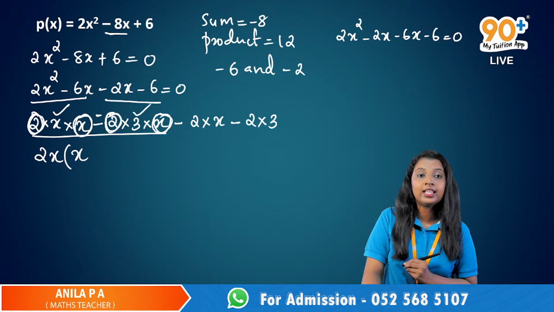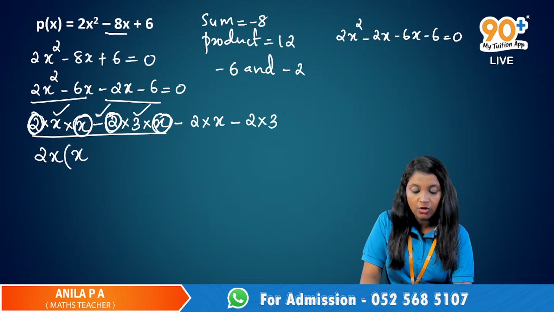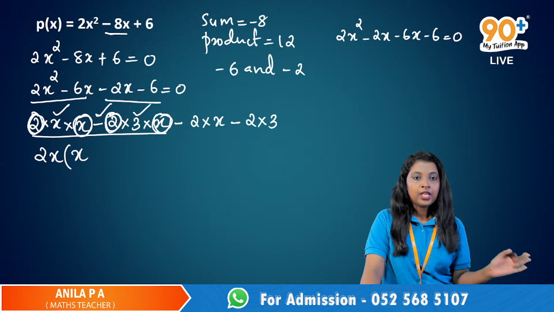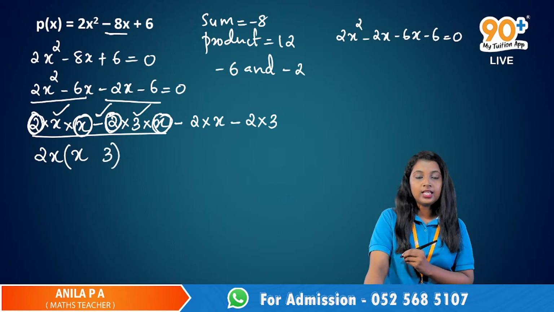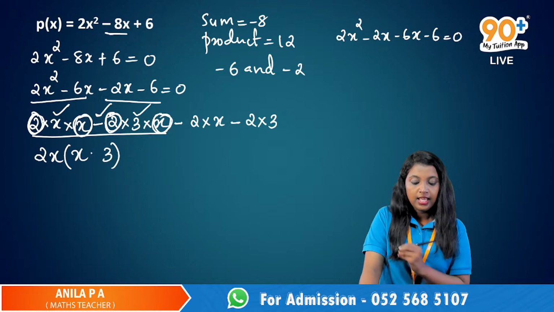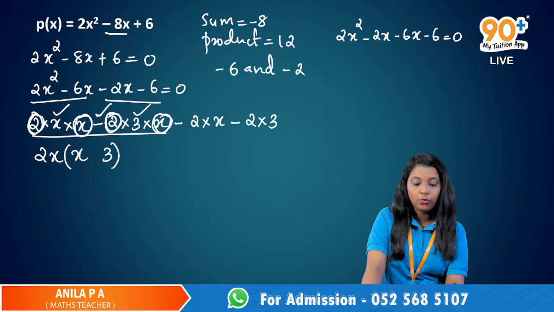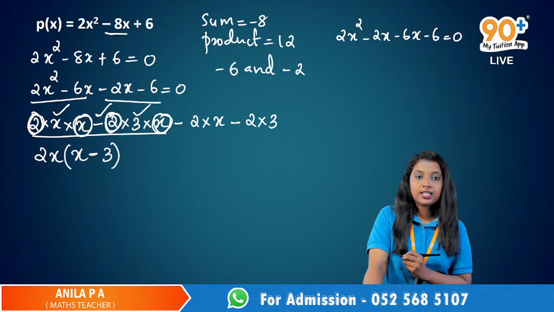Don't forget to take this sign. We have a negative sign over here, and we have a 3 there. So it is x minus 3. That is why the first one is 2x into x minus 3.